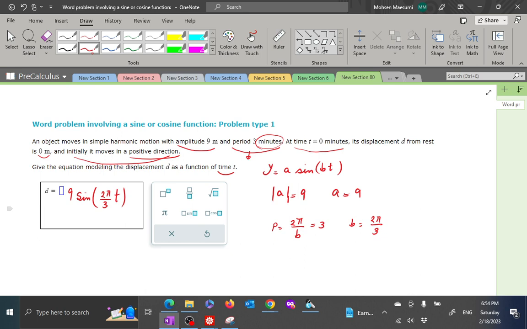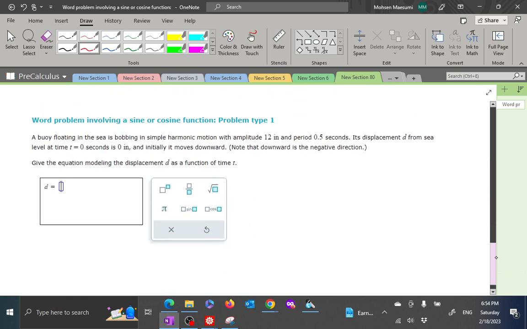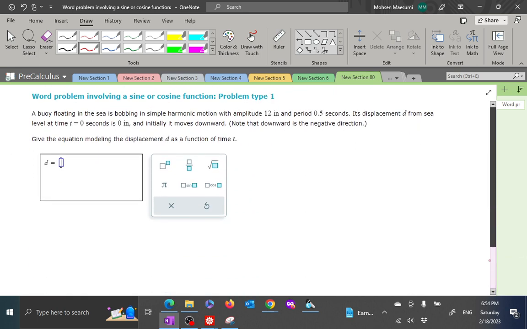That is the final answer. Similarly, here we have a buoy floating in the sea with an amplitude of 12 inches and a period of half a second. At time 0 it's at location 0, and it's moving downward. Downward is taken to be negative, so y equals a sine of bt. Again, the absolute value of a is 12 inches, but since we are going down, a will be minus 12. That's the only difference here.